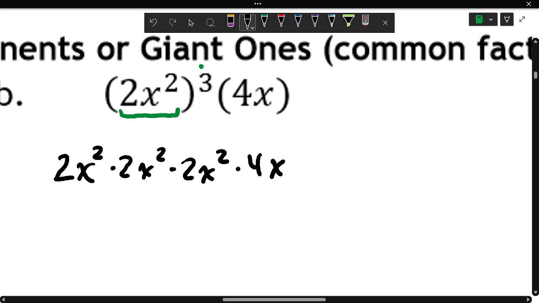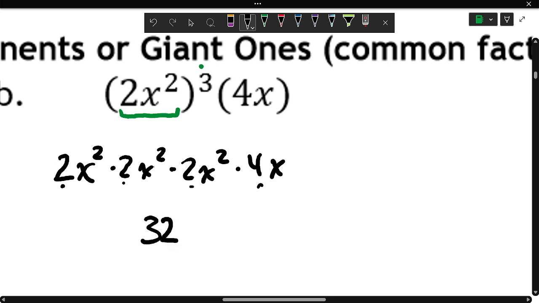So if I'm looking at what I've got here, this is a 2 times a 2, which is 4, times a 2, which is 8, times the number 4, which would be 32. So the coefficient part is the number 32.